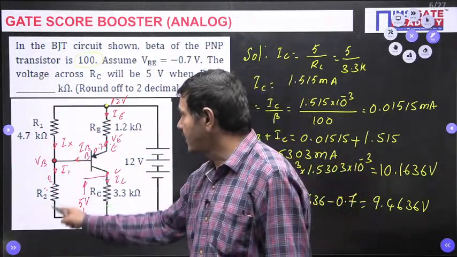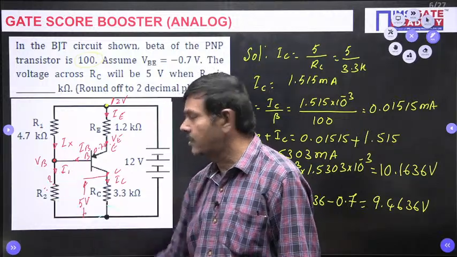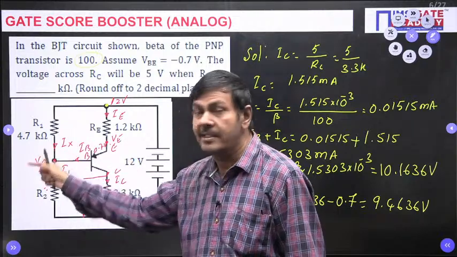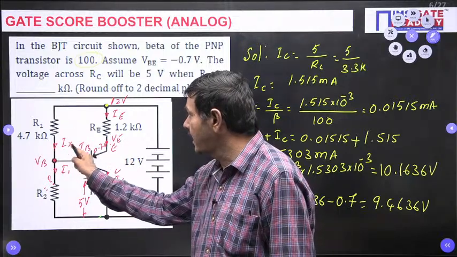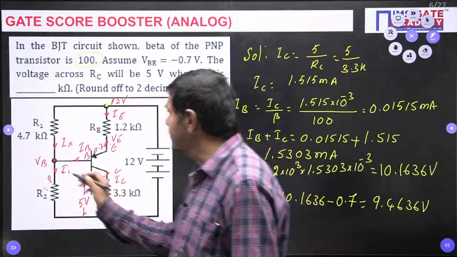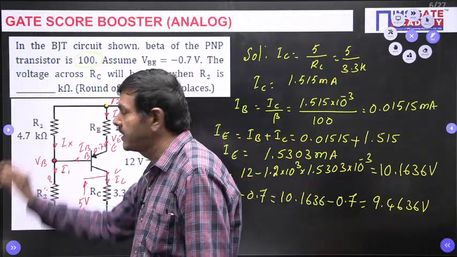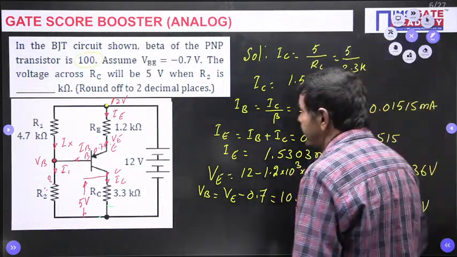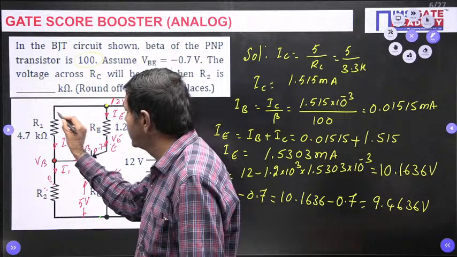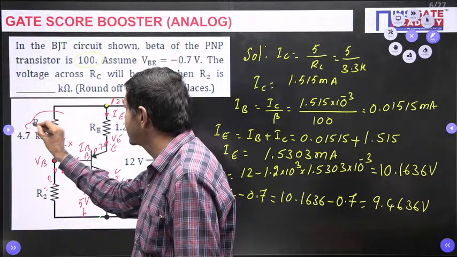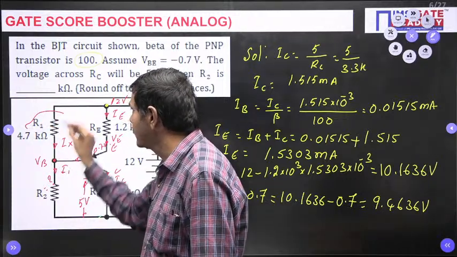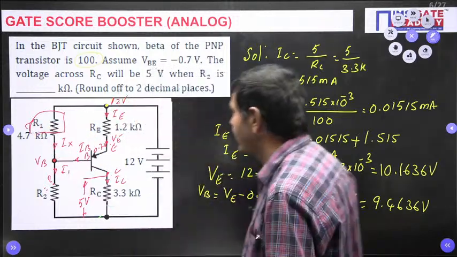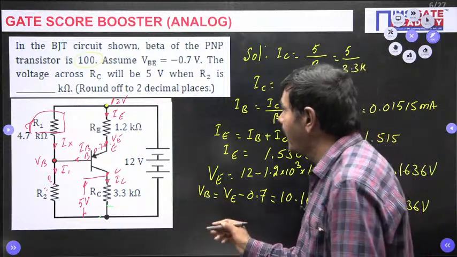What about the next parameter required in this problem? The current I1. VB by I1 is nothing but R2 only. How to measure I1? I1 is nothing but IX plus IB. So initially I wish to find IX. IX is nothing but the current passing through the 4.7 kilo ohm resistor only.